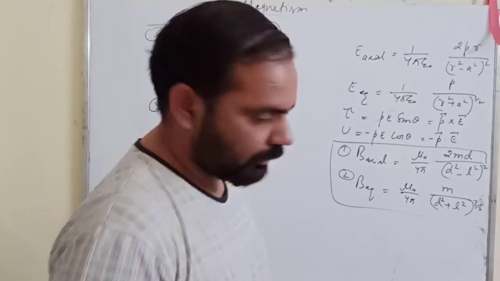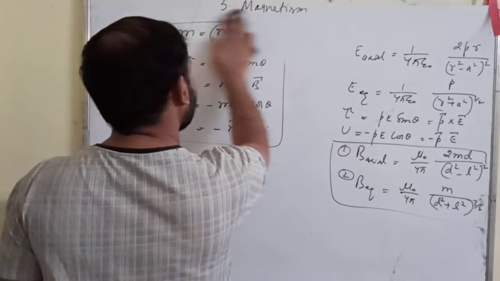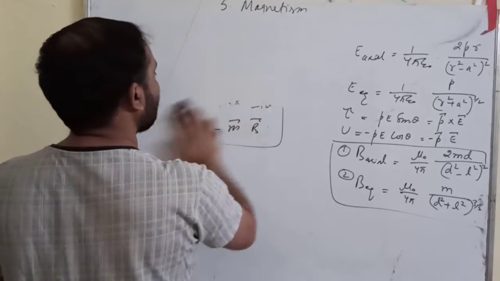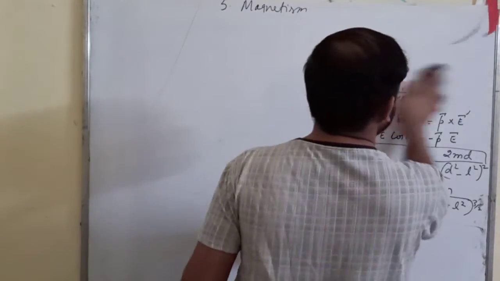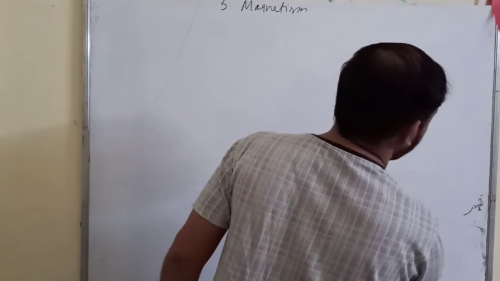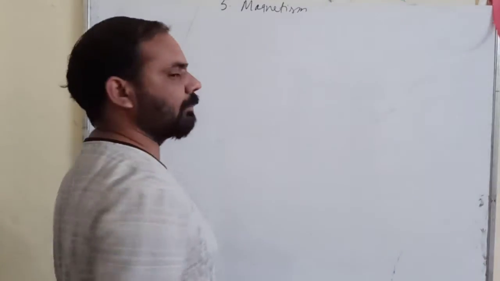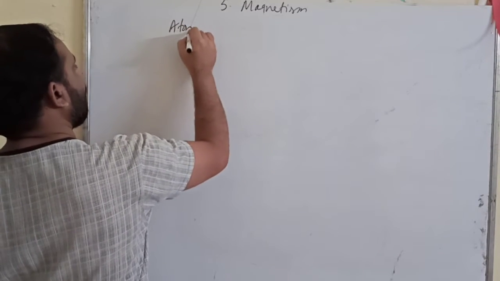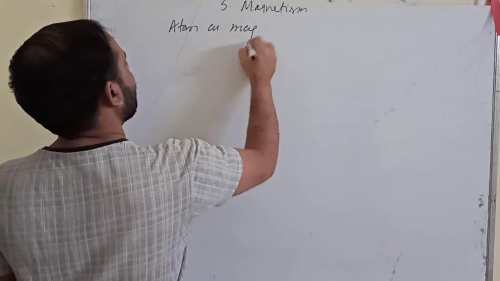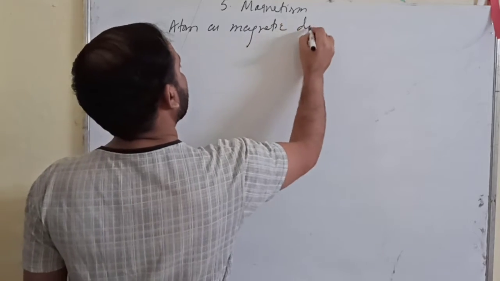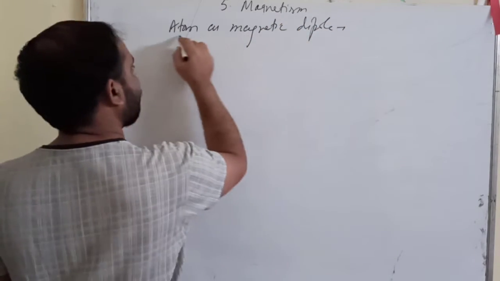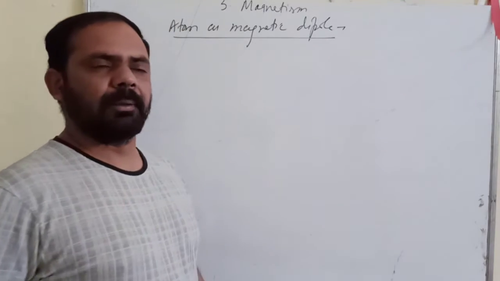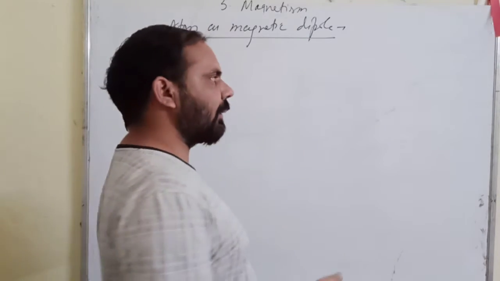Okay, we have one last topic in this study of magnetic dipole, and that last topic is dipole moment of an atom. Atom as a magnetic dipole. Okay, atom as a magnetic dipole.